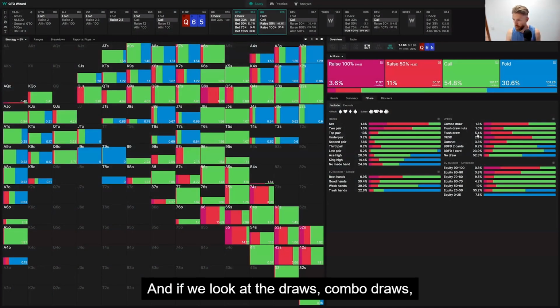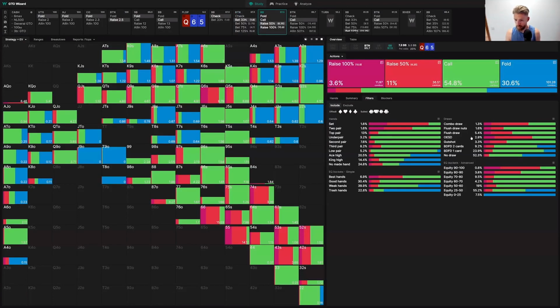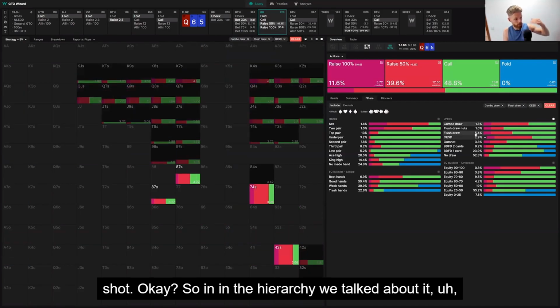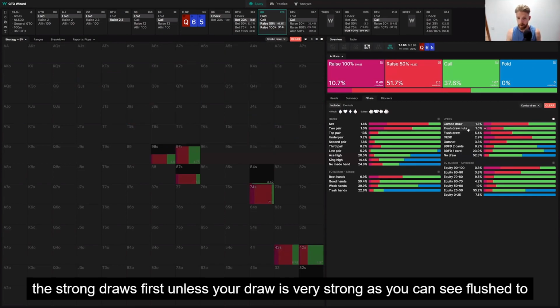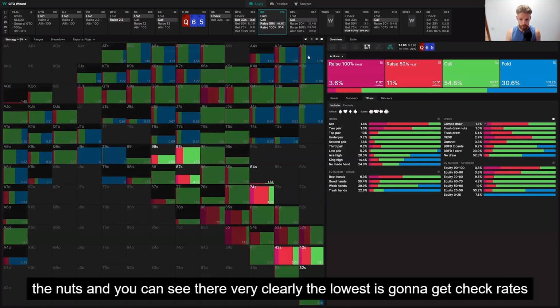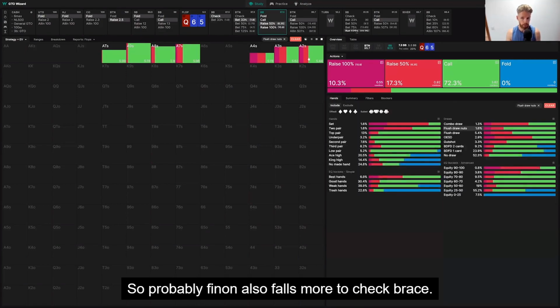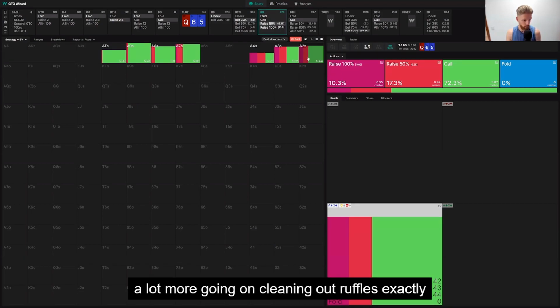And if we look at the draws, combo draws, obviously flush draws, open enders, very strong hands. If you look at open enders, as you can see, a higher equity draw gets check raised way more often than a gut shot. Okay, so in the hierarchy, we talked about it. The strong draws first, unless your draw is very strong, as you can see, flush draw to the nuts. And you can see it here very clearly. The lowest is going to get check raised at a higher frequency than the highest. The deuce is a good blocker, so probably Villain also folds more to check raise. He also folds some dominated ace X. So there's a lot more going on, cleaning outs, ruffles it exactly.